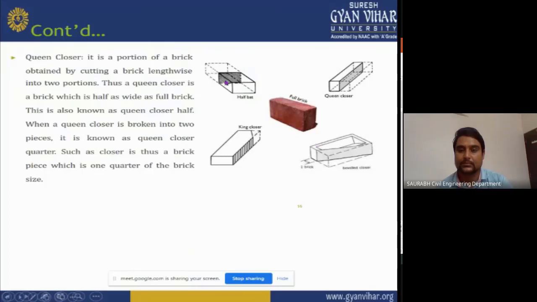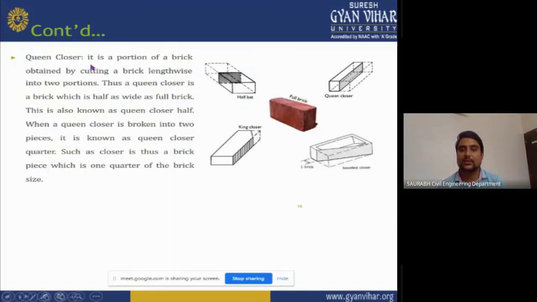Now you can see this is the image of a queen closer and that is your king closer. This is your king closer and it is cut from the middle of the brick and that is your king closer. It is diagonally cut on the corner and that is your bevelled closer which is diagonally cut from one side to another side of header and that is your bat.